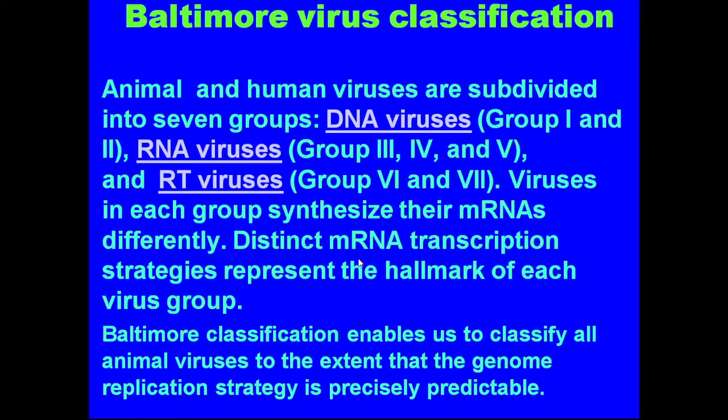So then, in the viruses, we may have many more variants compared with the eukaryotic organisms, because the transcription and translation may happen a bit differently. So this is called the strategies of genome replication. The distinct mRNA transcription strategies represent the hallmark of each virus group. Due to this, the Baltimore classification enables us to classify all animal and human viruses to the extent that the genome replication strategy is precisely predictable.